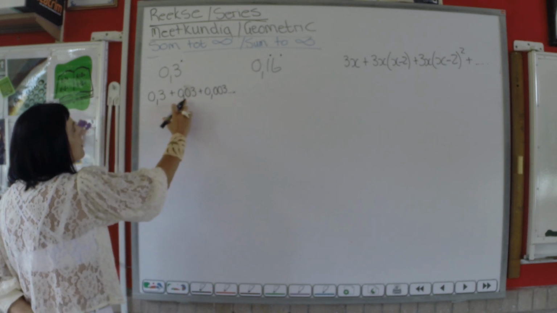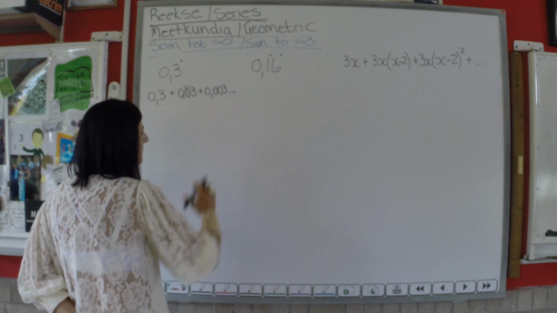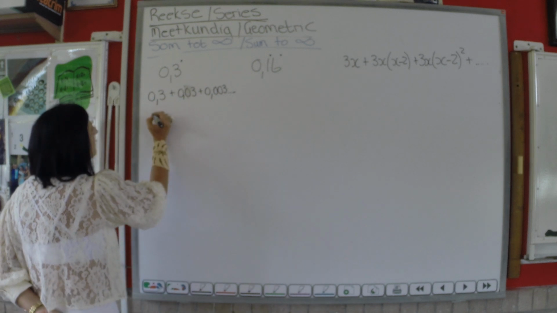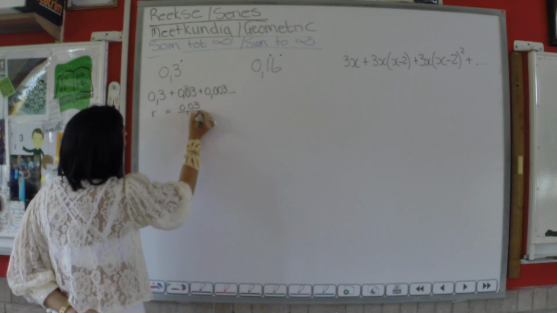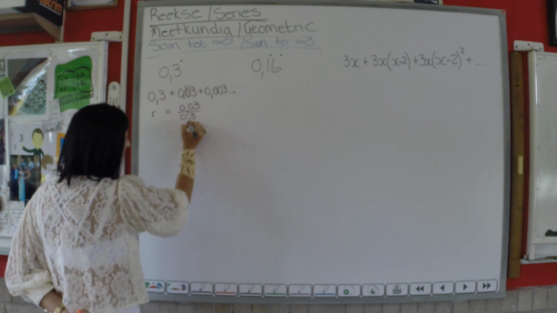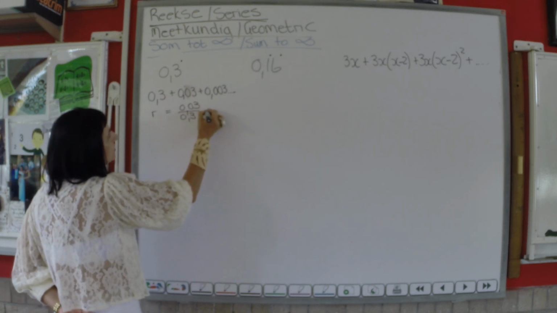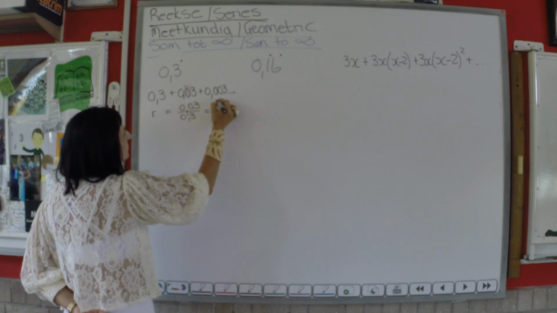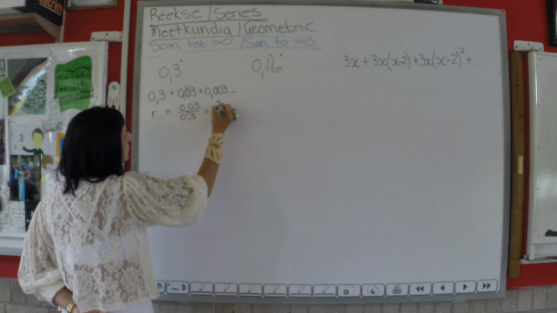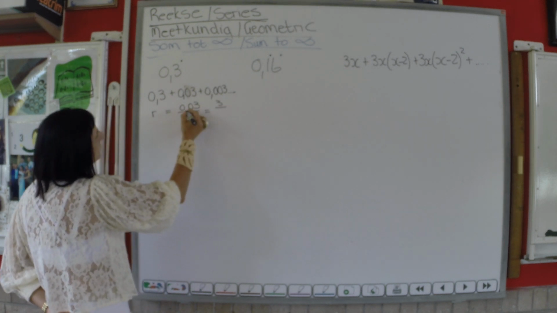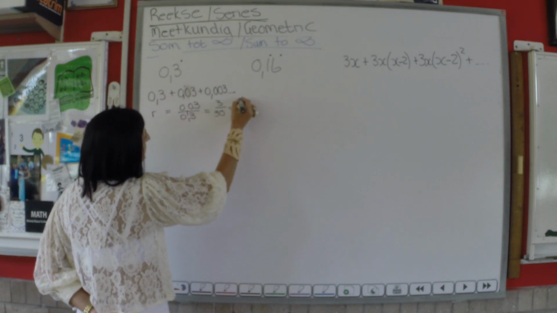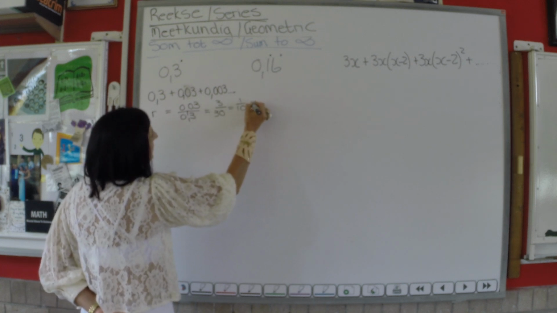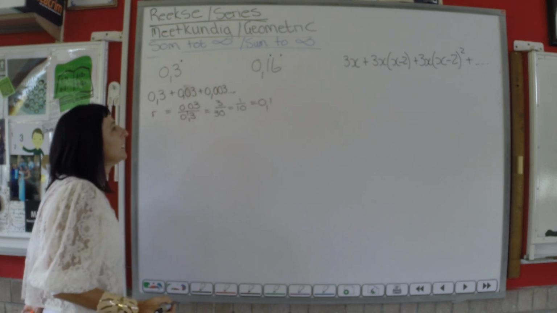Hierdie is dan wel 'n meetkundige reeks. So ons kan vir R gaan bepaal. R is gelyk aan 0,03 gedeel deur 0,3. So if you multiply that by 100 at the top, it's going to be 3 on 30, that's going to give you a 10th. So die R-waarde is 0,1.